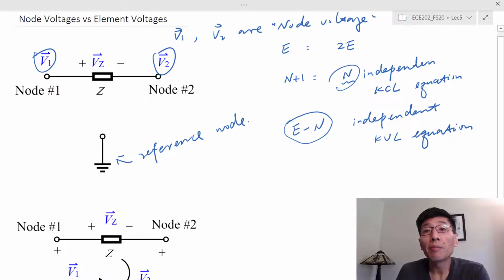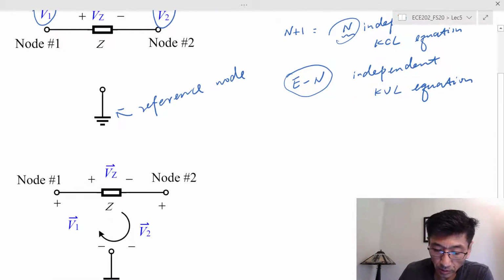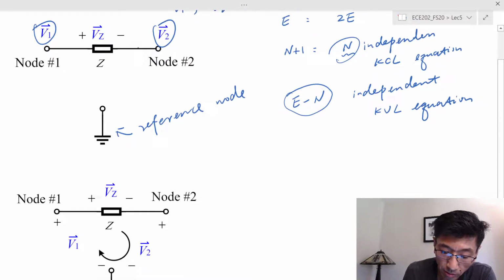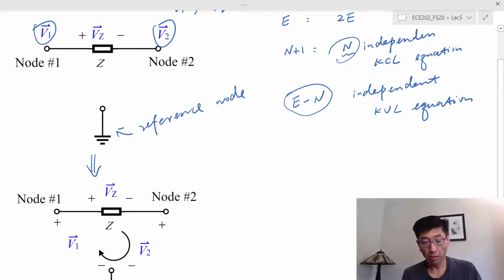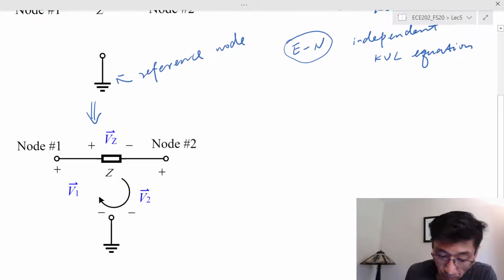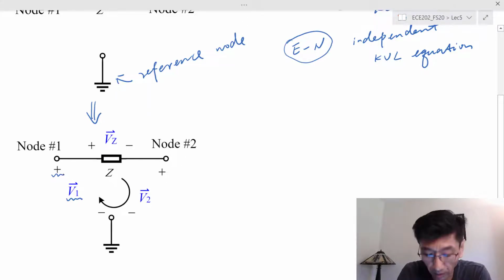And what this really means is this. What if I draw this using the node voltage notation? What I actually mean is this node voltage V sub 1: I'm marking a plus sign here, and then the negative reference mark at the reference node, and the voltage between these is V sub 1.